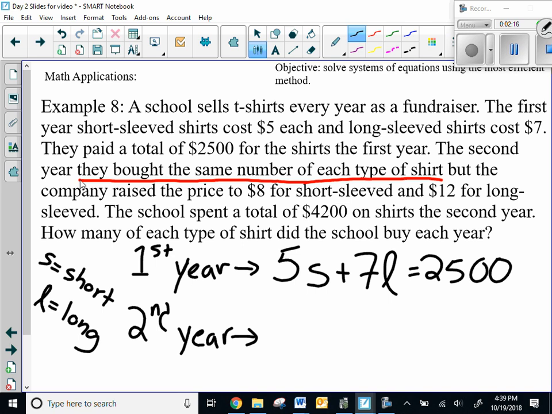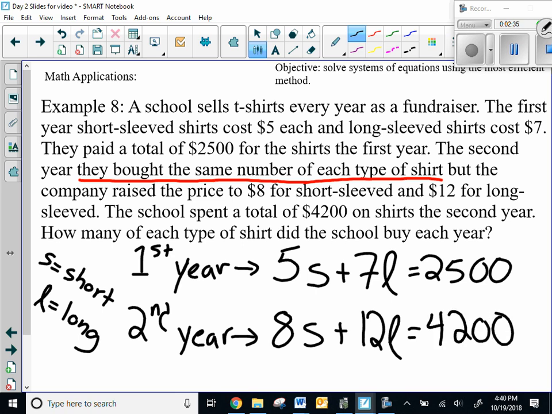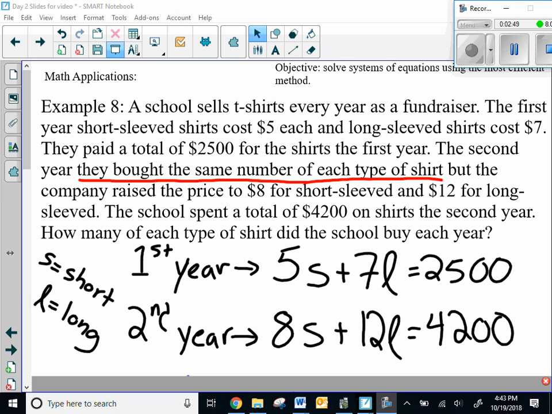Second year, pretty similar, right? They bought the same number of shirts, so we can still use that variable S for the short sleeve shirts. So the second year, they spent $8 for the short sleeve shirts. They spent $12 for the long sleeve shirts, right? We want to figure out the total, so we're going to add those two up. And it was $4,200 was the total for that second year. All right, then from here, I want you guys to solve this using elimination, so that method you did yesterday. So pause the video right around here. All right, if you haven't solved that yet, make sure you pause and solve it. Otherwise, let's look at how I did this.